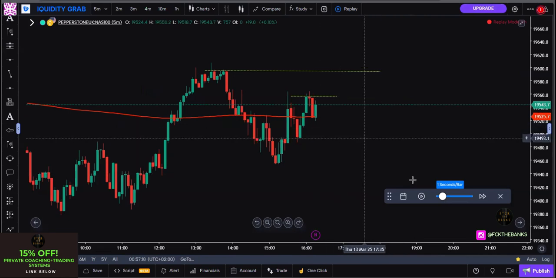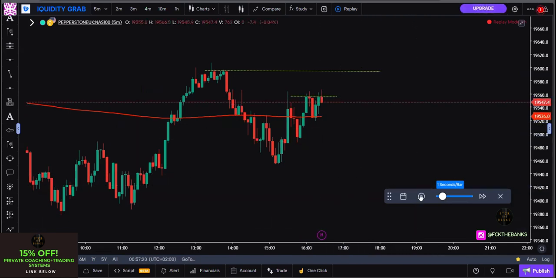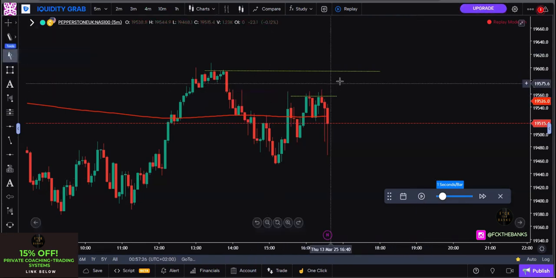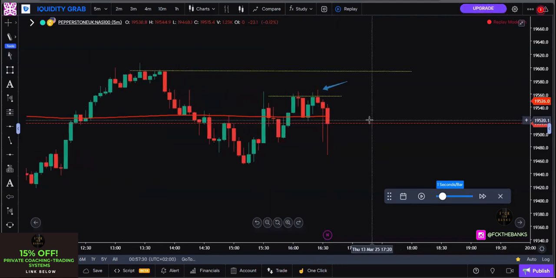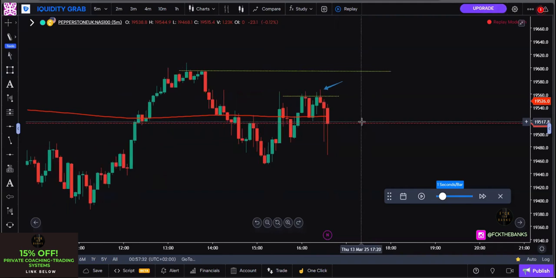Okay, guys, so this is right before the NYSE market open. As you can see, immediately we had this little liquidity grab right here. It was smaller than usual, and immediately price just started to drop.